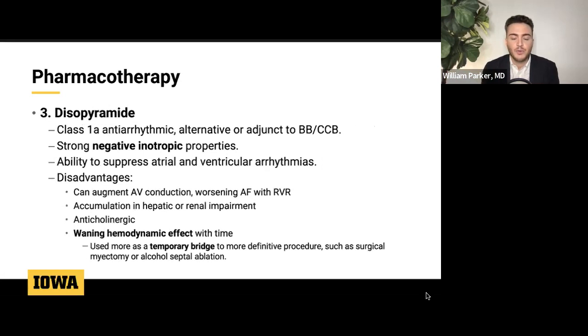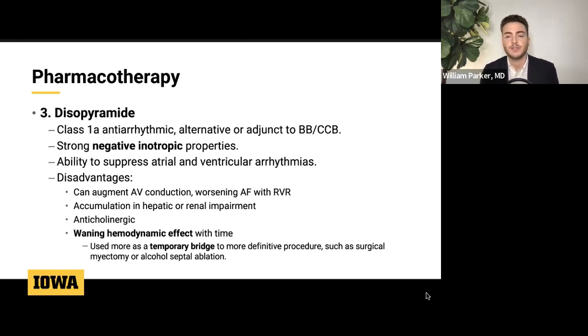Disopyramide comes after both the beta blockers and calcium channel blockers. It is a class 1A antiarrhythmic, which is to say a sodium channel blocker. And it can be used as an alternative or an adjunct to beta blockade or calcium channel blocker. It has real strong negative inotropic properties and also the ability to suppress both atrial and ventricular arrhythmias. But there are a few disadvantages to using it. It can augment AV conduction, so if you're already in atrial fibrillation, it can actually worsen RVR.